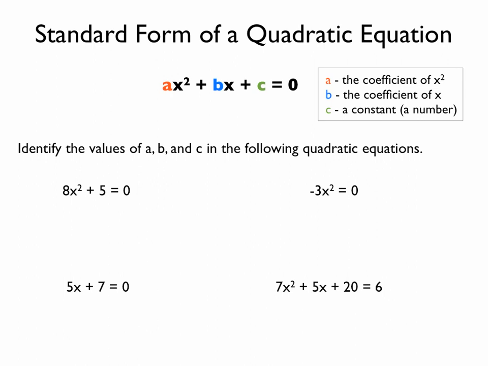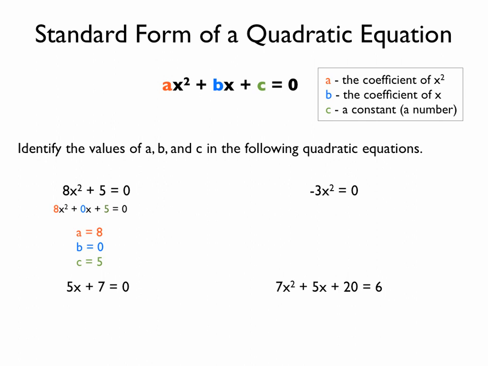If you said 0, you'd be correct. So we could rewrite this as 8x squared plus 0x plus 5. Anything times 0 is 0, and we don't have to write that. But when we're trying to identify our a, b, and c, we should write it like this so it's easier to see. So it's easy to see now that the coefficient of x squared is 8, the coefficient of x is 0, and our constant is 5. Using this as a model, try the next three on your own. Pause the video now.